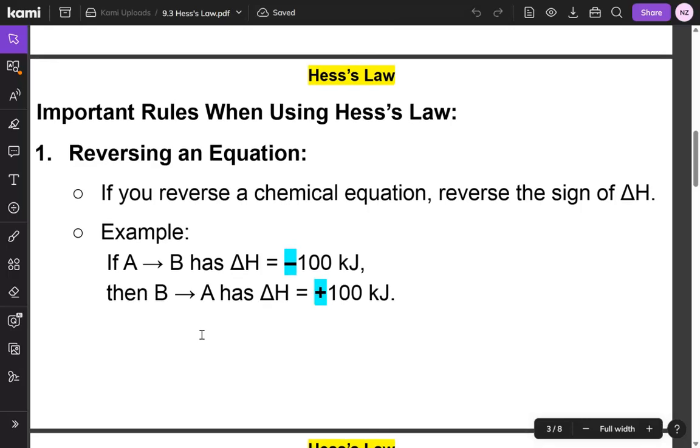Now, when we use Hess's Law, there are a couple of things that we're going to need to do to manipulate our steps to get them to match up to our given equation. And you'll see what I mean when we get into some examples. But the first rule when using Hess's Law is if you reverse a chemical reaction, you're going to reverse the sign of delta H. So in our example, if it is a negative delta H and I reverse my reaction, it will now become a positive delta H.